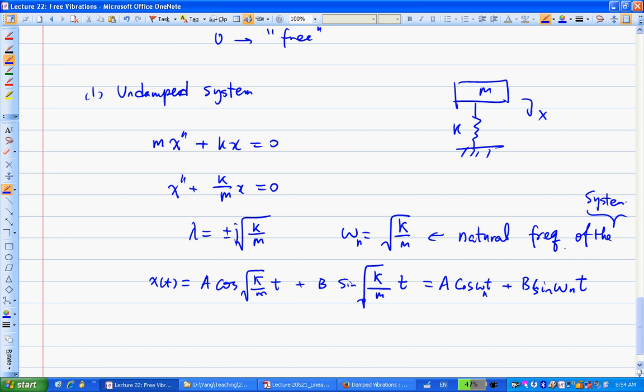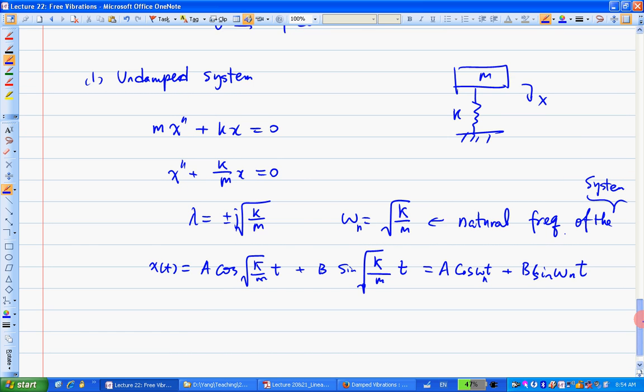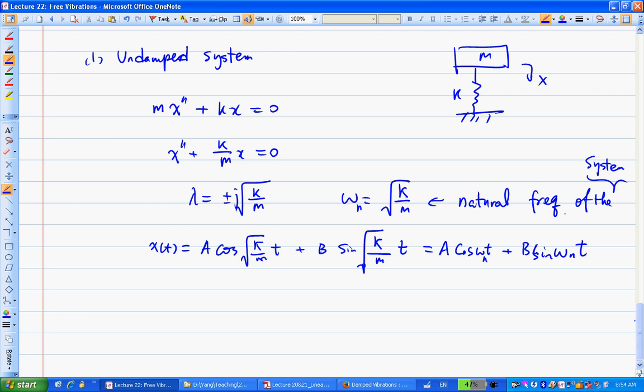Of the system. What system? This system here, right? So natural frequency is a very important concept. Every system has a natural frequency, and some systems have more than one natural frequency. It probably has 2, or even multiple, 3 or more. Okay. So for this system here, there's only one. That's just one natural frequency.